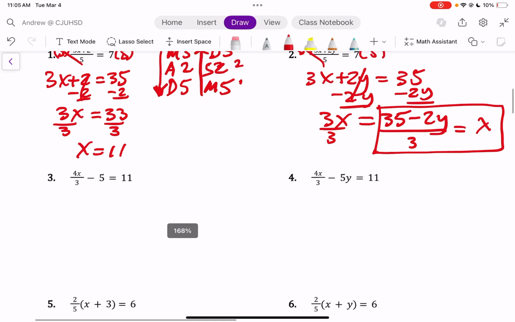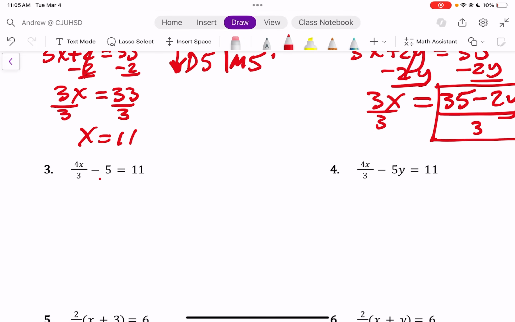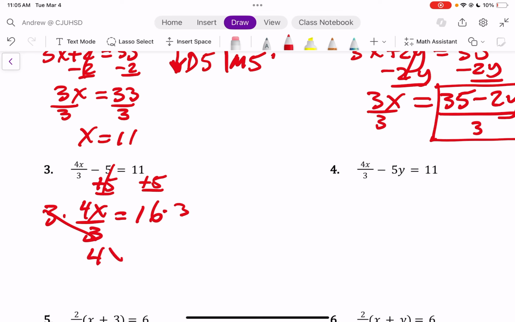Number 3. First, we're going to add 5. 4x over 3 is 16. Then we're going to multiply by 3. Both sides. Cancels out. We got 48, and then we're going to divide by 4. 12.